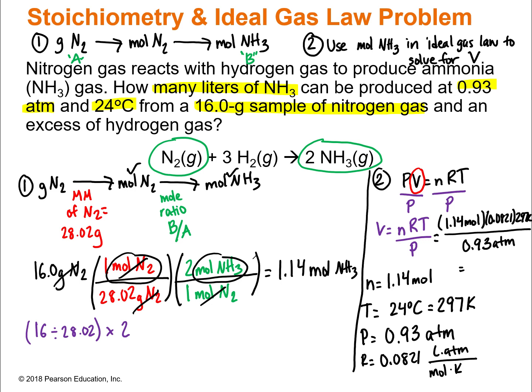So when you put all that stuff into your calculator, and with sig figs, you get 30. liters. And I use that decimal point because we need to have the right number of sig figs. We need 2.